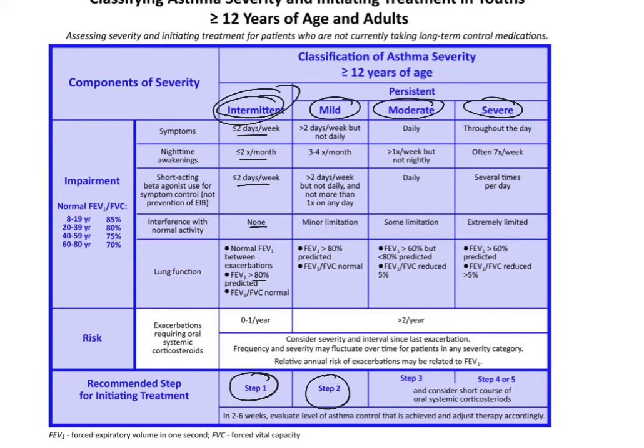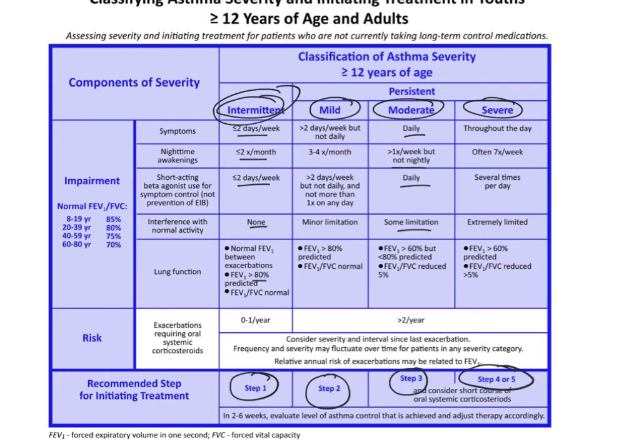Moderate's going to be daily symptoms, awakening greater than 1 time a week, but not nightly. They're using their SABA daily. They have some limitation, and their lung function is even more compromised there. That's going to be moderate, needing what's called step 3 therapy. And severe is going to be throughout the day, waking up frequently during the night, using their inhaler several times per day, and so forth. And that's going to need step 4 or step 5 therapy.